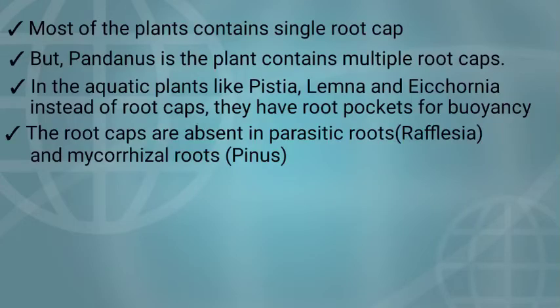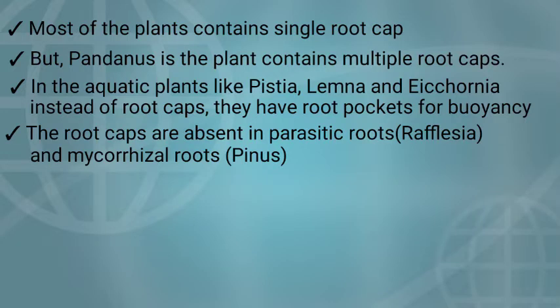Most of the plants contain a single root cap, but the plant Pandanus contains multiple root caps. In aquatic plants like Pistia, Lemna and Eichhornia, instead of root caps, they have root pockets for buoyancy. The root caps are absent in parasitic roots, in Rafflesia like plants, and in mycorrhizal roots like Pinus plants.